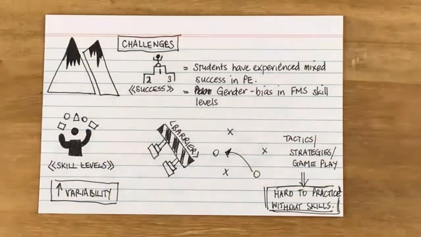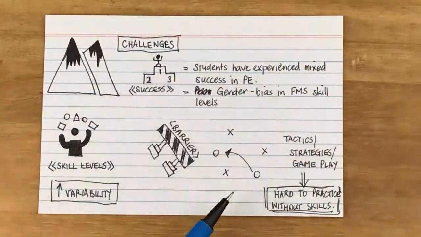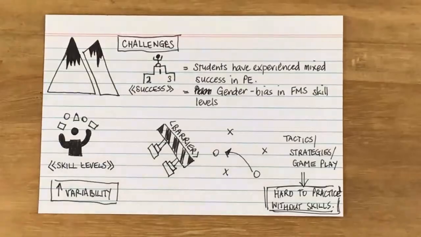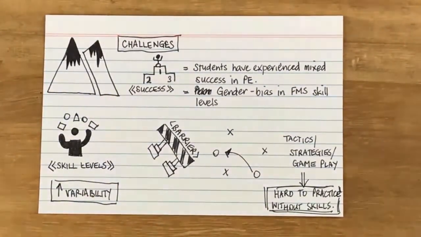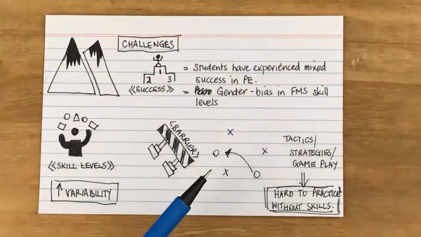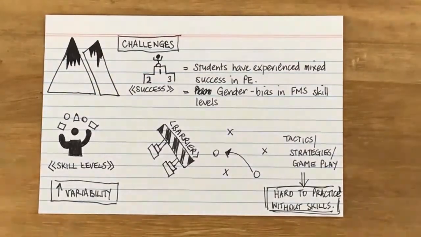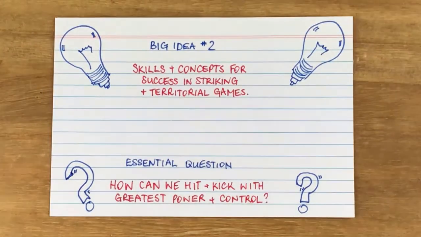And one of the major barriers to success in performance was certainly students' understanding of gameplay and of some of the more basic tactics and strategies. So it's very hard to practice strategies and gameplay if you haven't actually got proficiency with some of the skills. So certainly that was a big focus when it came to coming up with some big ideas from the challenges and data identified for this cluster: to focus on the skills and concepts needed to be successful in striking and territorial games.